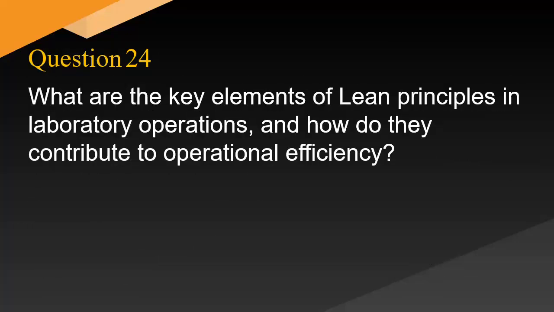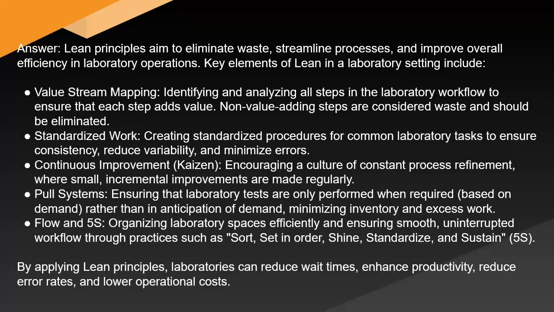What are the key elements of lean principles in laboratory operations, and how do they contribute to operational efficiency? Answer. Lean principles aim to eliminate waste, streamline processes, and improve overall efficiency in laboratory operations. Key elements of lean in a laboratory setting include value stream mapping: identifying and analyzing all steps in the laboratory workflow to ensure that each step adds value. Non-value adding steps are considered waste and should be eliminated.